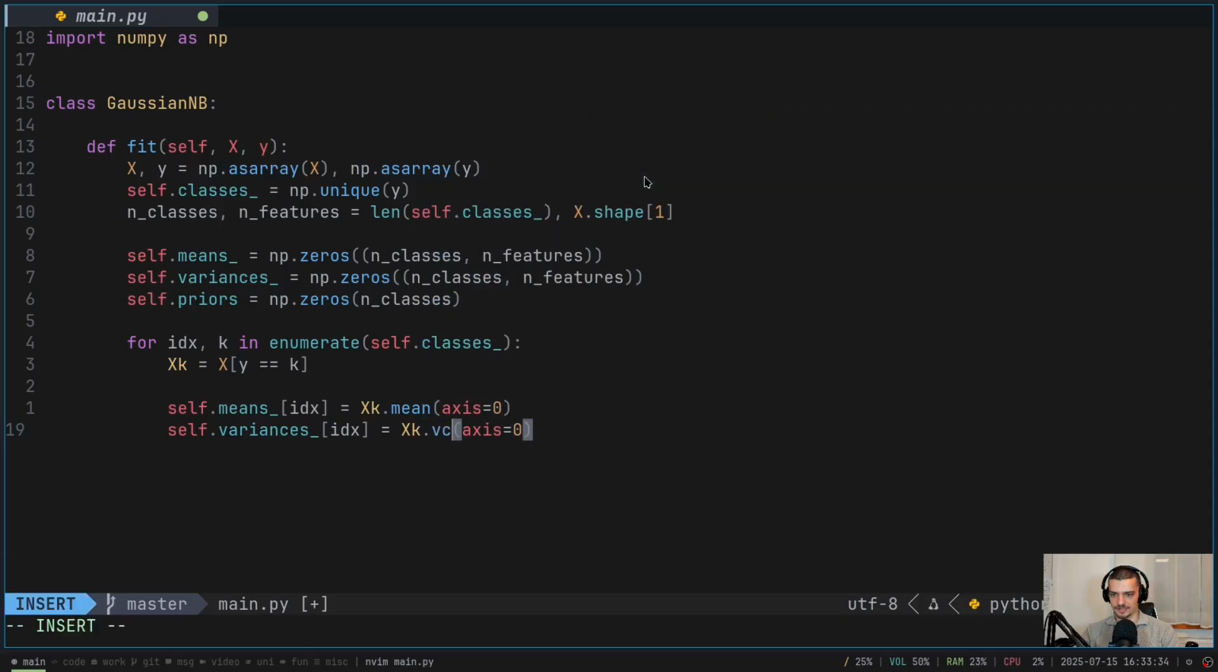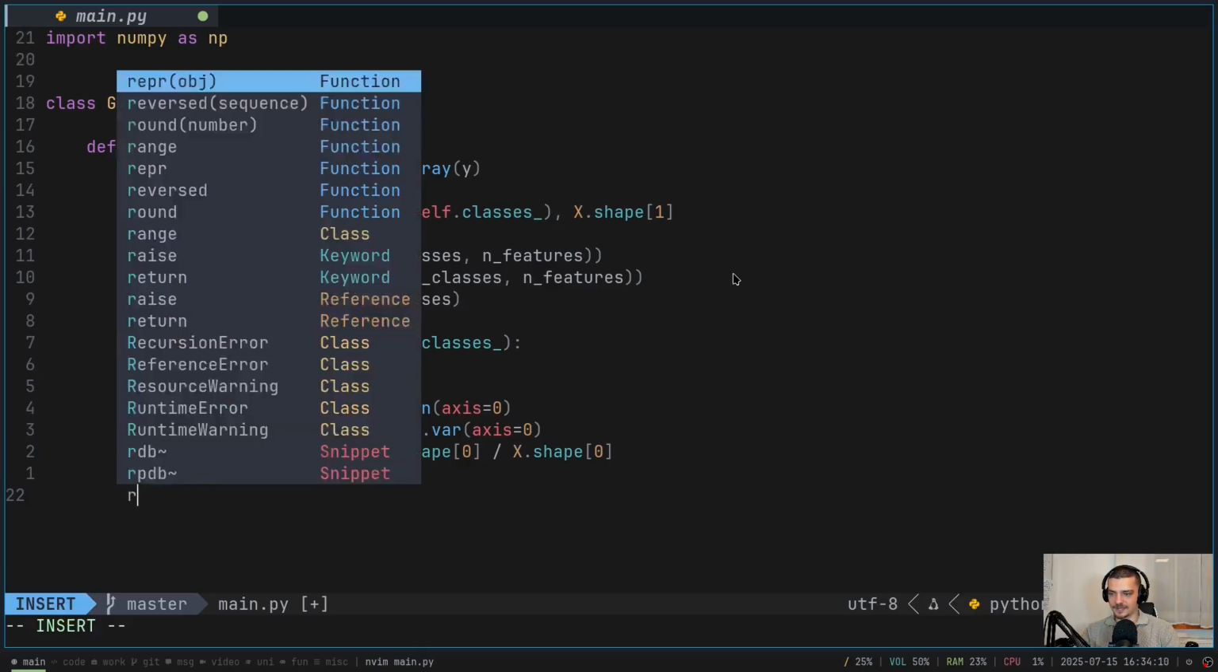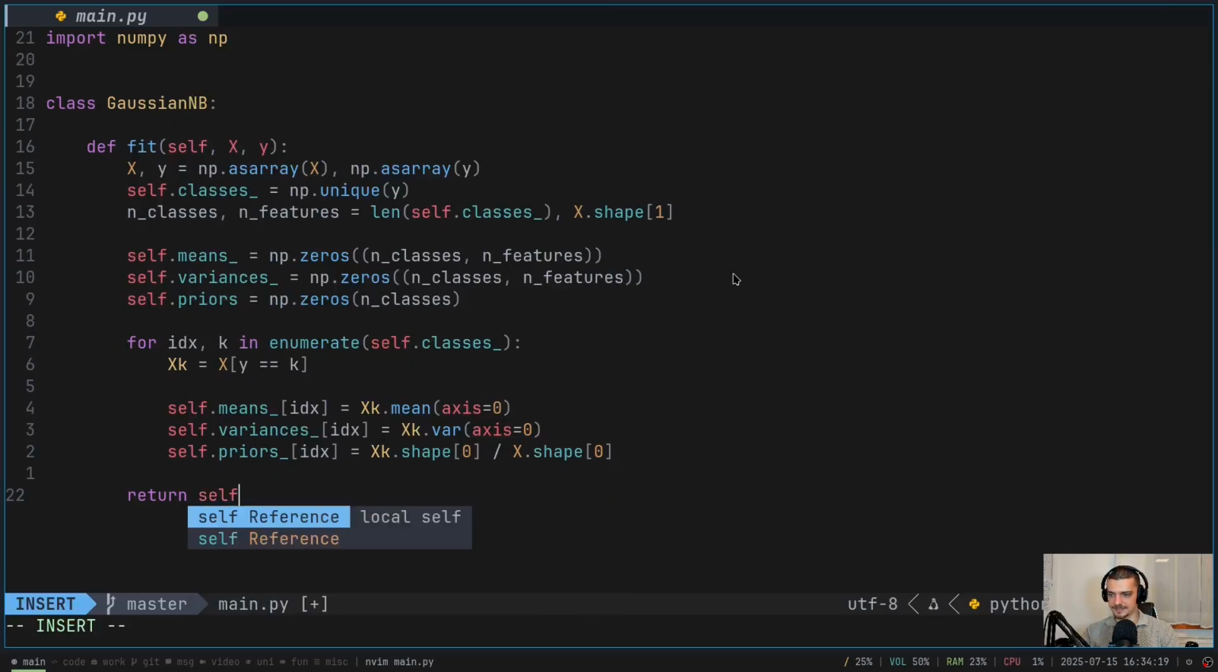self.variances_ is going to be the var function. And for the priors, it's even simpler. We just need to say the number of instances that we have for this class compared to the total number. So xk.shape, this time index 0, because we're talking about number of instances, not number of features, divided by x.shape 0. xk is only the instances with the class k, and x is all the instances. Once we have this done, we just return the instance, so self.